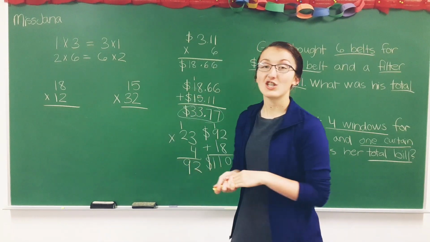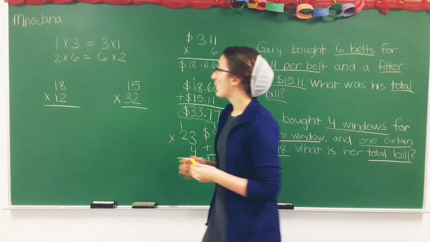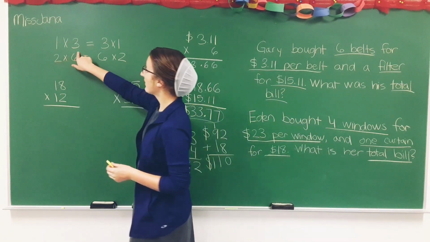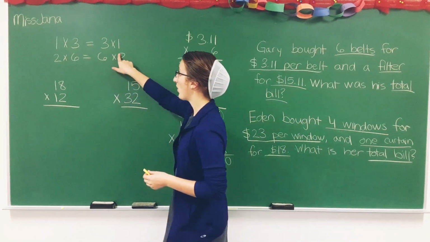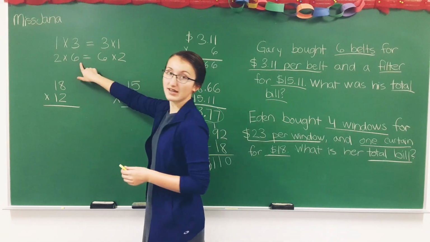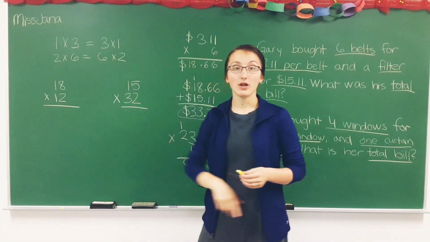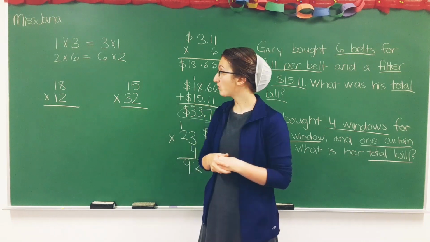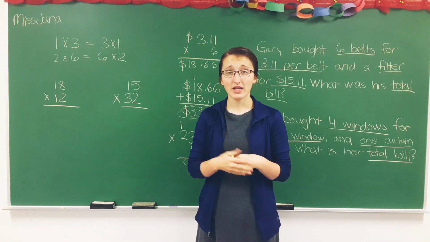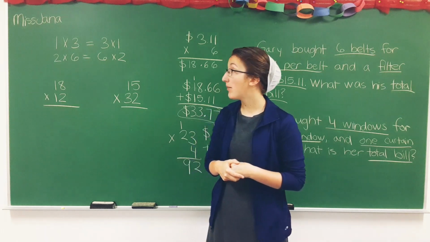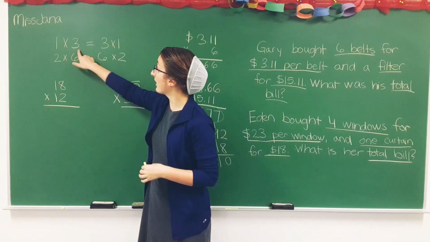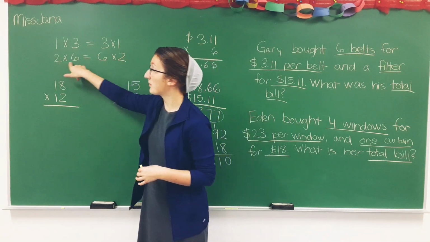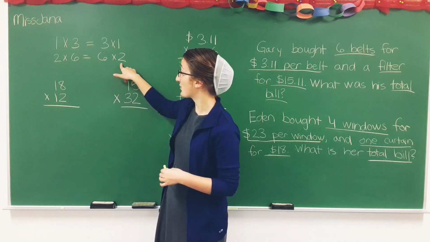In 154 we're going to do checking multiplication. We learned that 1 times 3 is the same as 3 times 1, and 2 times 6 is the same as 6 times 2. In multiplication, you can switch the multipliers around, and it equals the same number. 1 times 3 is 3, 3 times 1 is 3, 2 times 6 is 12, 6 times 2 is 12.